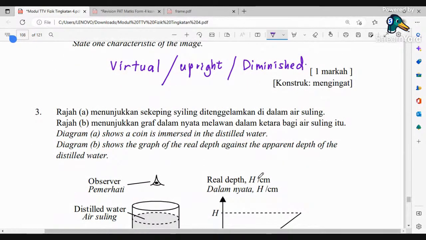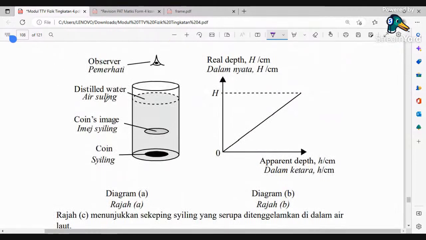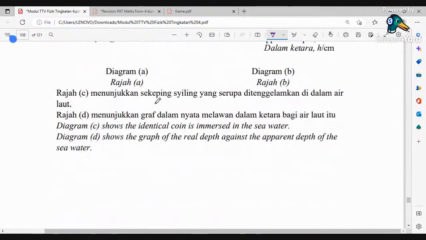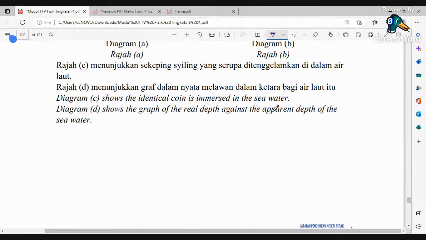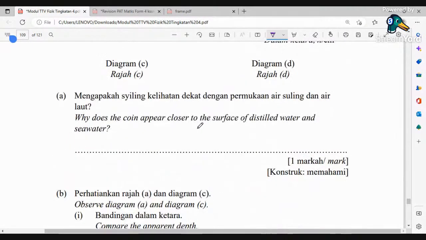Okay, number 3, diagram A shows a coin is immersed in distilled water. Diagram B shows graph of real depth against apparent depth of distilled water. Diagram C shows identical coin immersed in the seawater, different density seawater, real depth against apparent depth of seawater. Okay, nampak graph dia. Soalan, why does the coin appear closer to the surface of distilled water and seawater? Kenapa nampak dekat?